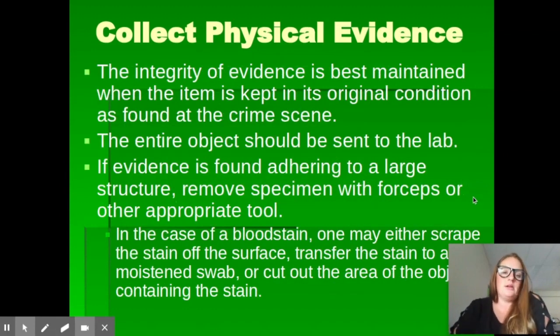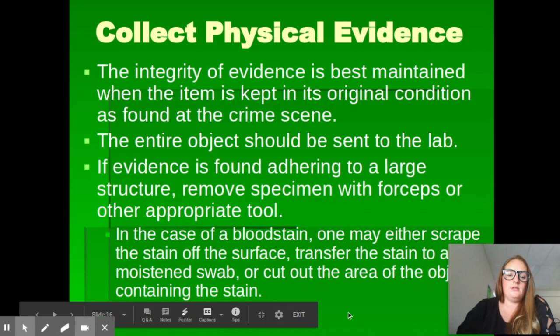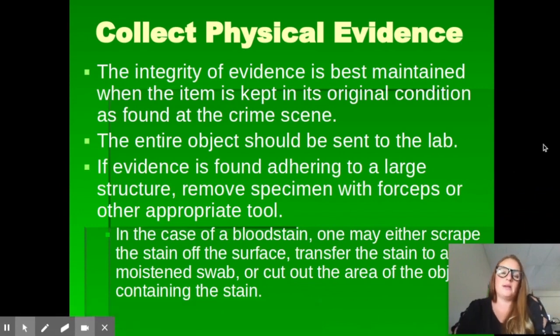The integrity of evidence is best maintained when the item is kept in its original condition as found at the crime scene. The entire object should be sent to the lab. If evidence is found adhering to a larger structure, remove that specimen with forceps or another appropriate tool. So in the case of a blood stain, one may either scrape the stain off a surface. So let's say like there's blood on the wall. Well, you're not going to take the whole wall down. You might cut a section of the drywall out and take that.